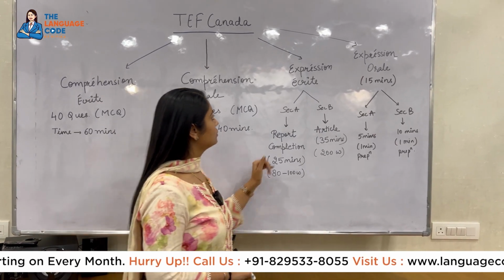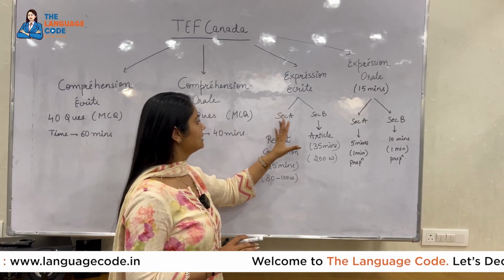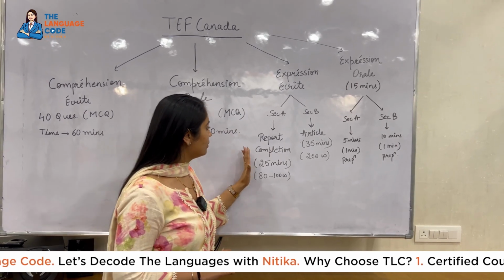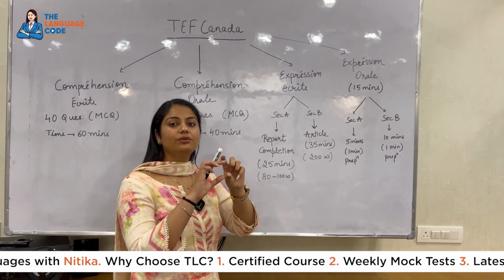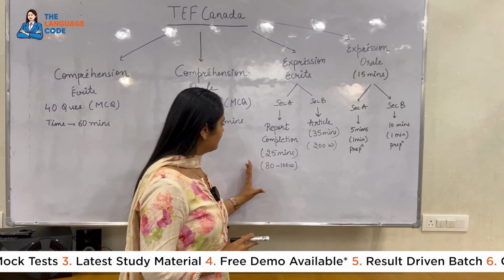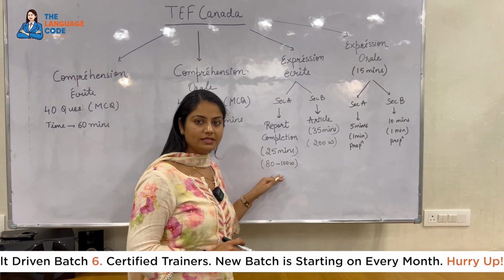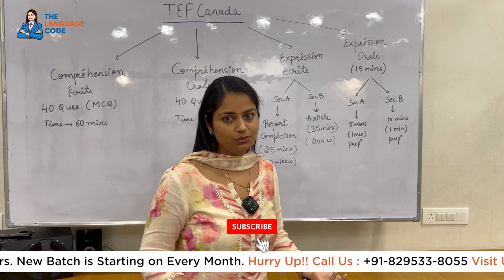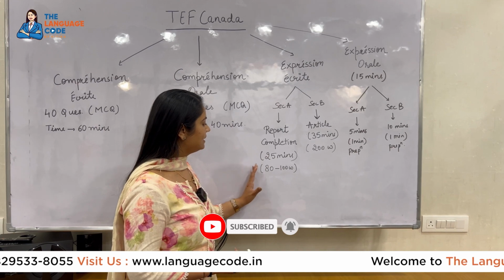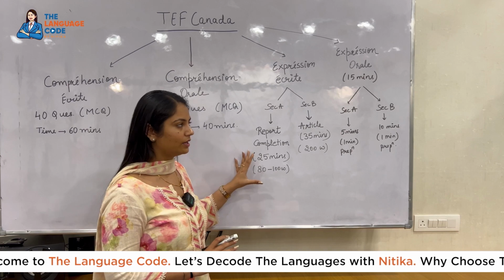Next comes your expression écrite. Expression écrite is your writing. You have two sections, section A and section B. In section A, you have report completion. You'll be provided with a situation and you have to complete the further report. The time limit will be 25 minutes and the word limit is a minimum of 80, and what I suggest to my students is to write at least 100 words. So you can complete these 80 to 100 words within the span of 25 minutes. This is the easiest part of it.